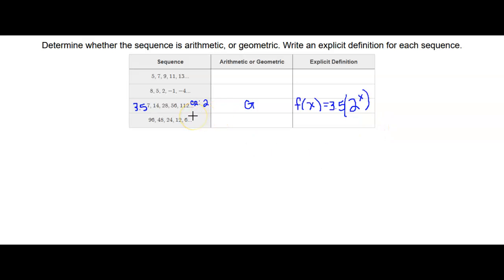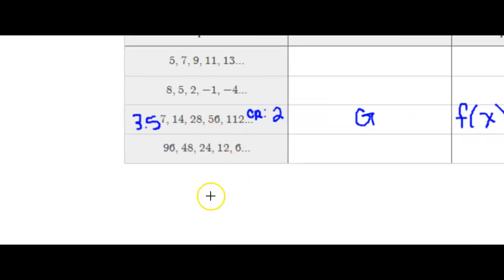So on this one down here, again, you can see it's going from 96 to 48, 48 to 24, 24 to 12, 12 to 6. If you go the opposite direction, start with your last one and divide by the first one, it'll tell you what your common ratio is, because you should be able to figure out that this is not an arithmetic sequence. So I'm going to give you guys a couple of seconds to pause and see if you can figure out what the common ratio is.